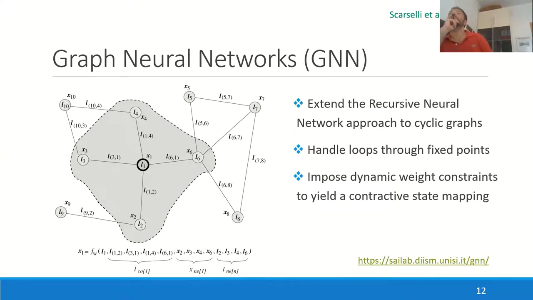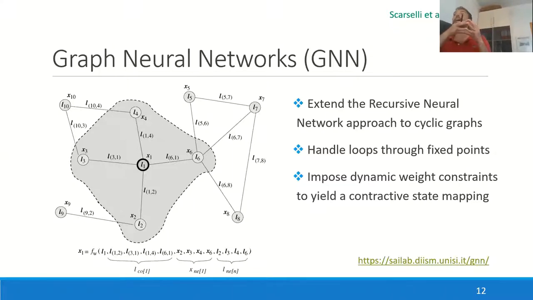Now, how they dealt with cycles in the graph neural network is through a straight extension of the recursive neural network, of the recursive neuron from Sperduti and Starita. But they handle the mutual dependencies by using a fixed point approach, basically. They imposed some weight constraints which were imposed dynamically. So during the learning phase, underlying everything there is a recursive neural network whose weights are constrained during the learning process in order to implement a contraction.